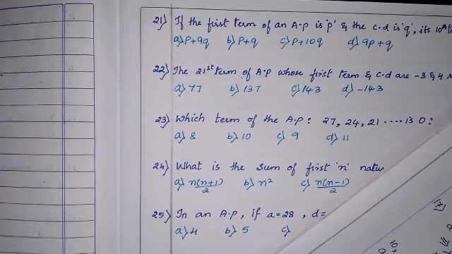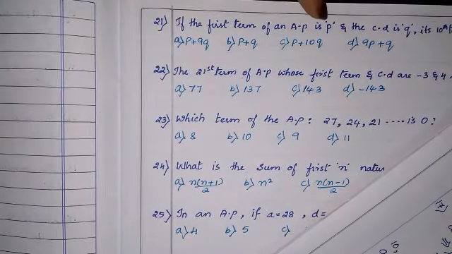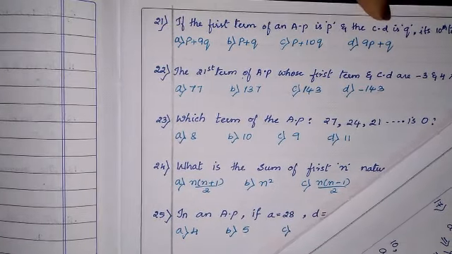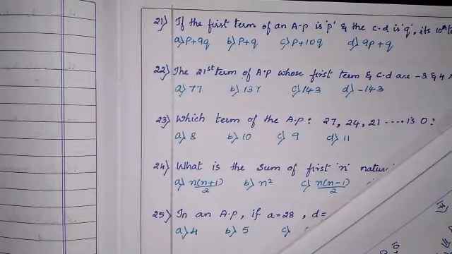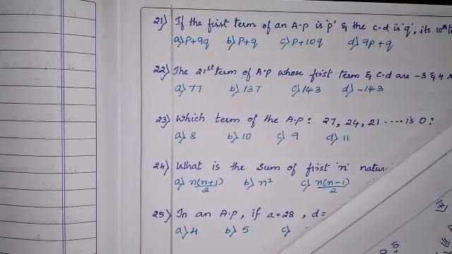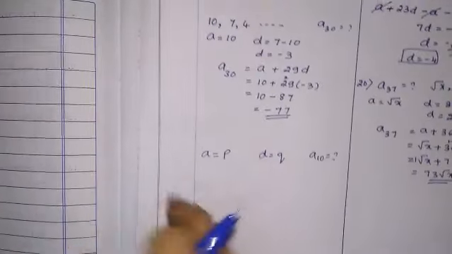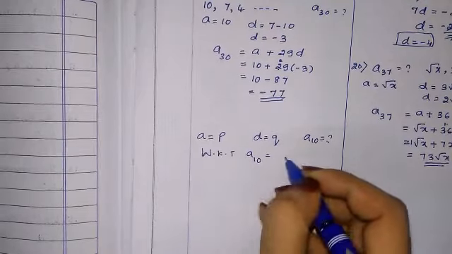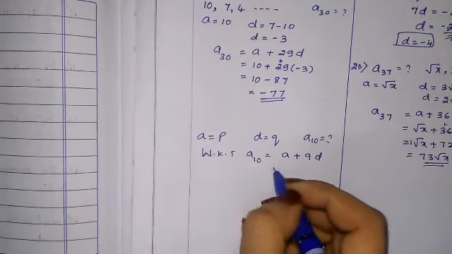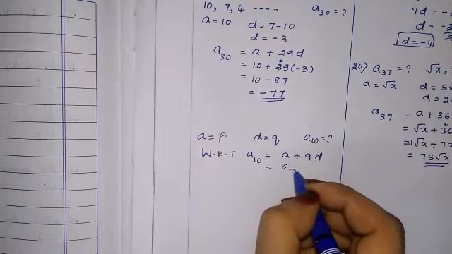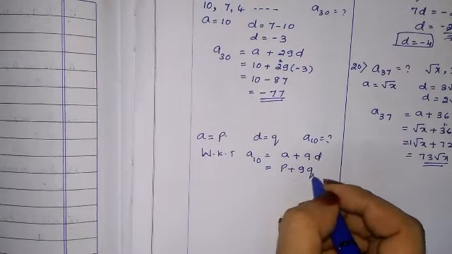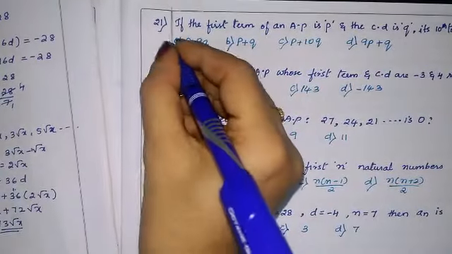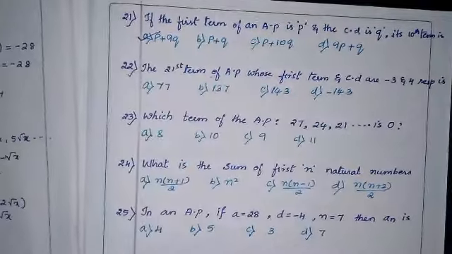Question number 21. If the first term of an AP is P and the common difference is Q, then its 10th term is, we know that a10 is equal to a plus 9d. The a value is P, plus 9 into the d value, which is Q. So P plus 9Q is the correct option. P plus 9Q. Now let us see the next question.